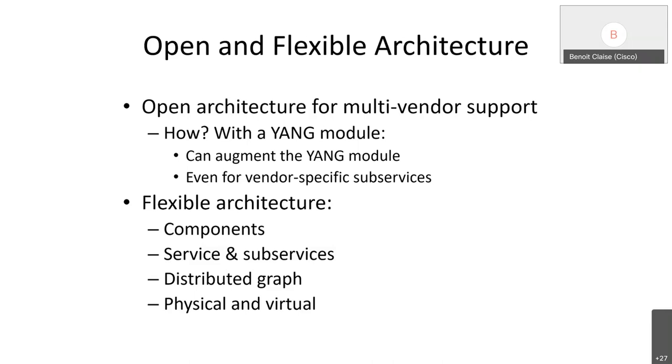It is flexible in terms of service and subservices. So we can add new subservices as we see them. If someone needs multicast, we could add a multicast subservice and expand the assurance graph. It's also flexible and open in terms of distributed graphs, because we see it coming. Different controllers could have part of the graphs, or even in routers you could have part of the graphs. And to refer to one of the previous presentations, it works for physical and virtual. So next, please.